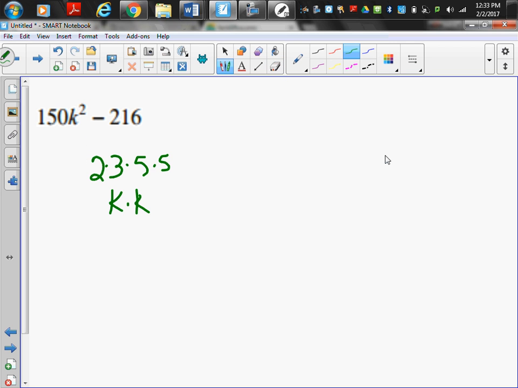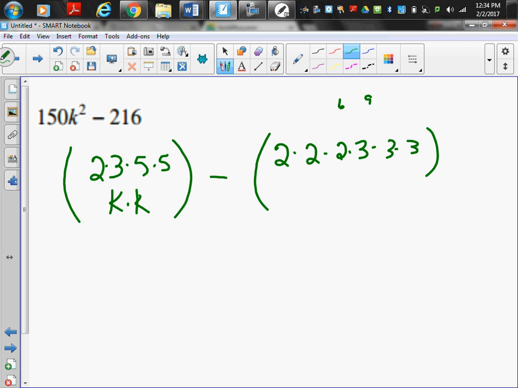Alright, so let's look at the next one. Minus 216, so we know that's 2 times 108. 108 can be divided by 2, because it's even. 2 times 54, which equals 6 times 9. 6 is 2 times 3, and 9 is 3 times 3.